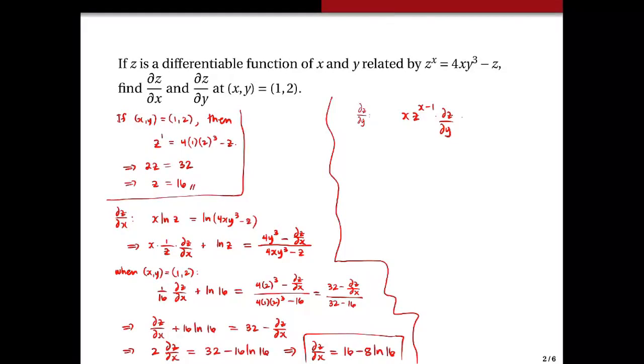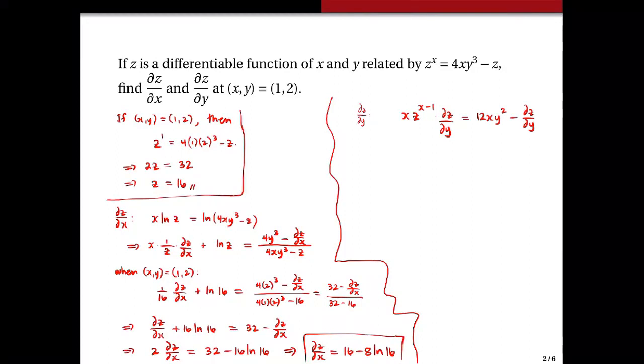On the right-hand side, we have 4x, and then the derivative of y cubed. That's 3y squared. So we will have 12xy squared minus, same here, you have partial of z with respect to y. Okay?